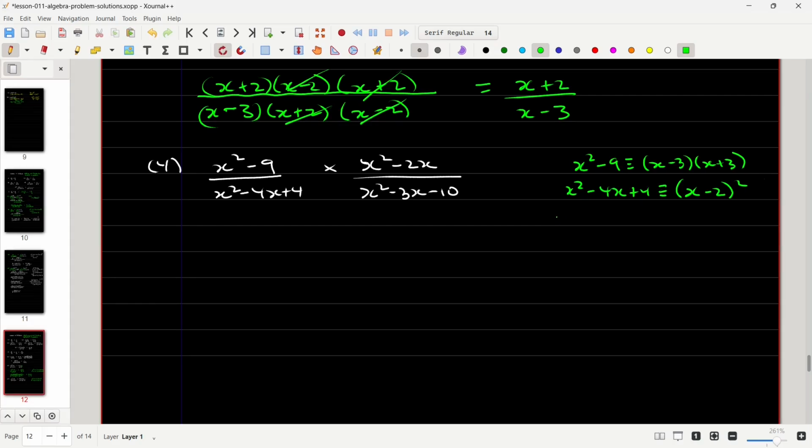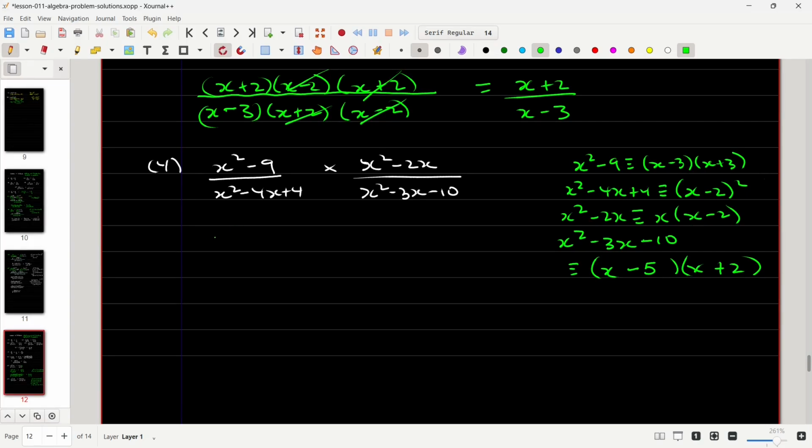And let's see what else. We have x squared minus 2x, which can be factorized into x into x minus 2. And then the last one, x squared minus 3x minus 10, can also be factorized, I believe. So let me set this up as x and x. I can see a negative 5 and a positive 2 multiply to give me negative 10, and if I add them up, I'll get negative 3. So I get all the factors already.